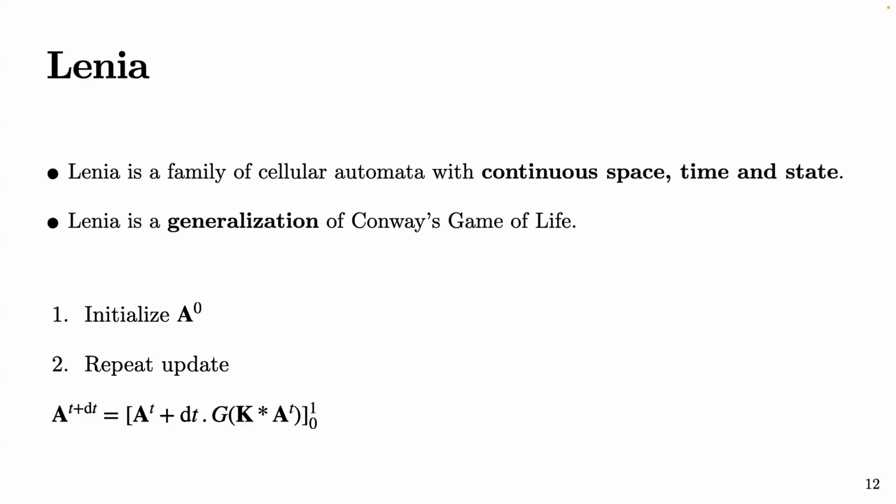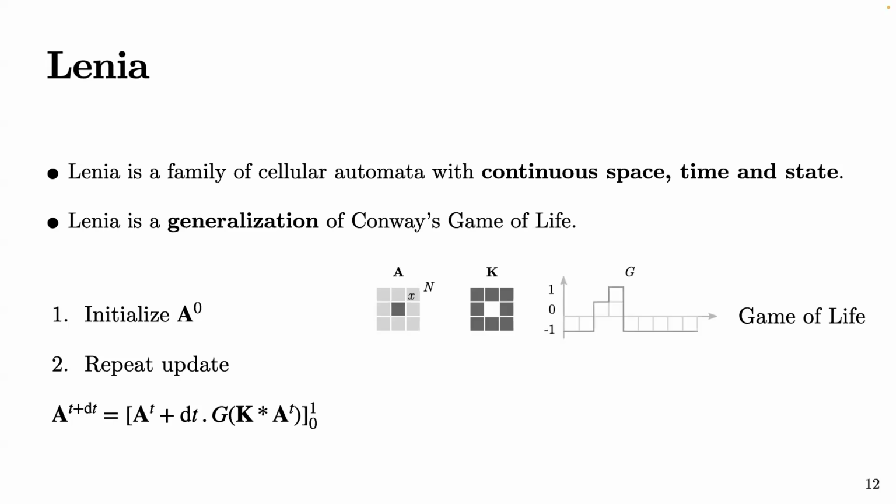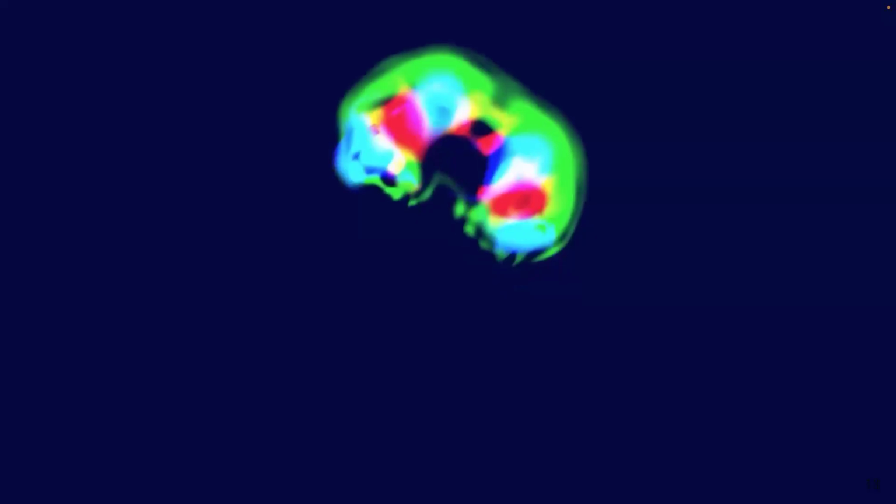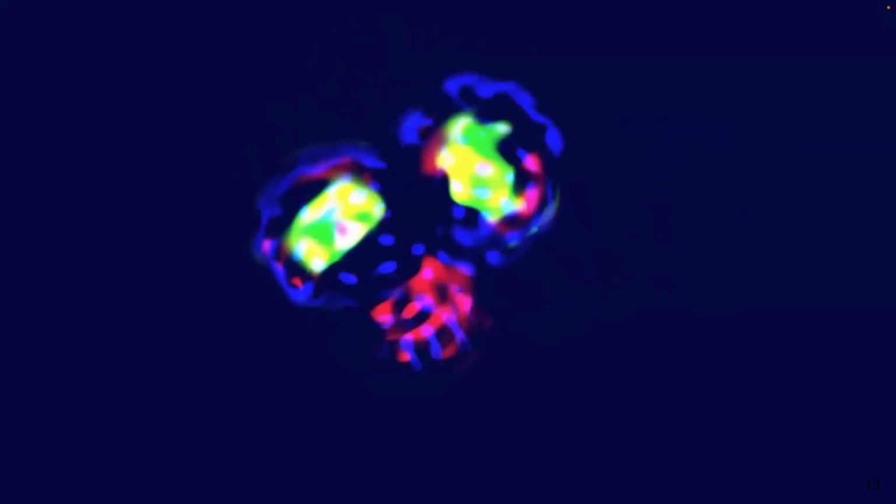The algorithm is very simple. First, you initialize the world, and then you repeat the update given by this formula. So you can see that in the update, there is the growth mapping function G and the kernel K. And if you take those specific values for K and G, you get back the game of life. But Lenia is much broader than that. And you can take neighborhoods that are much larger with larger kernels and also with smooth growth mapping functions. And indeed, if you do that, Lenia bridges the gap between the discrete nature of Conway's Game of Life and the continuous dynamics characteristic of the real world.